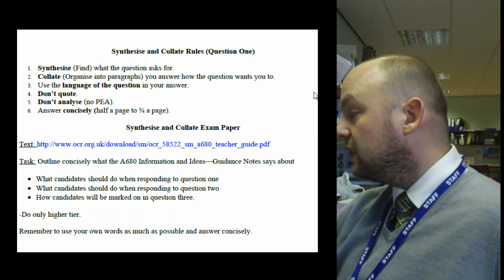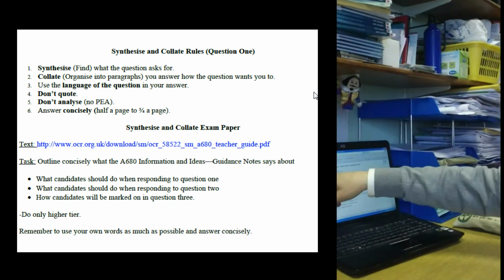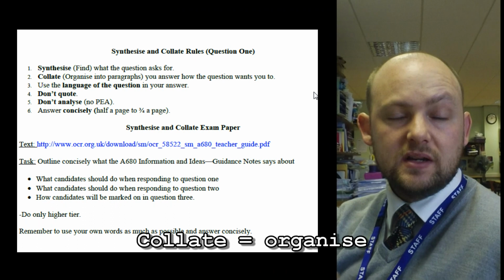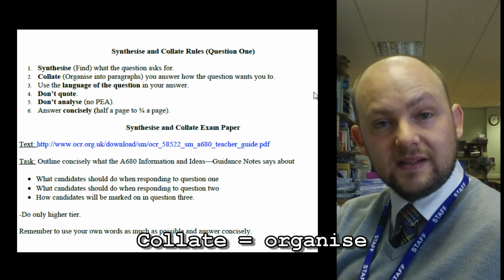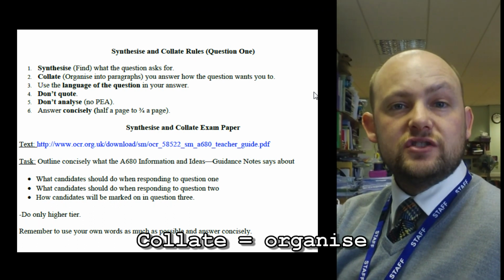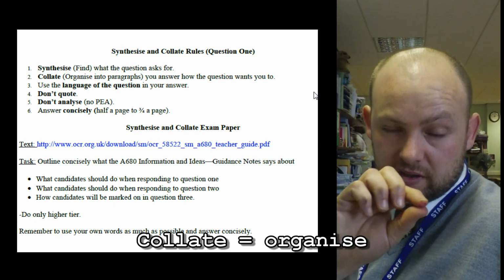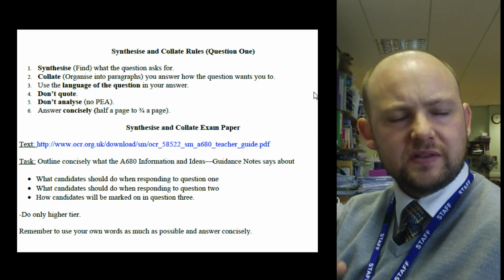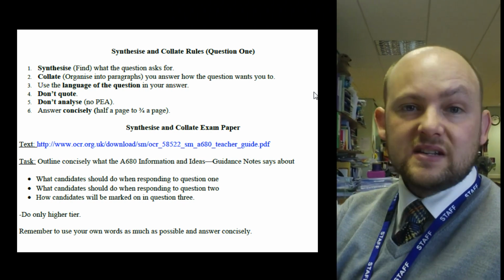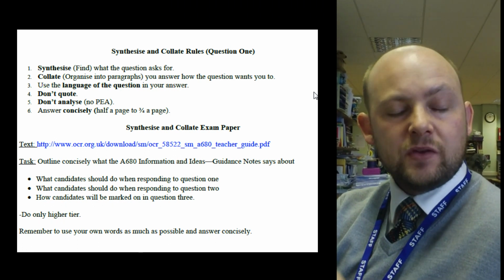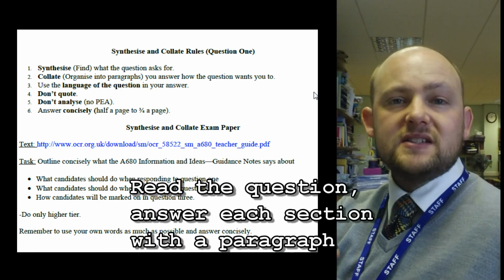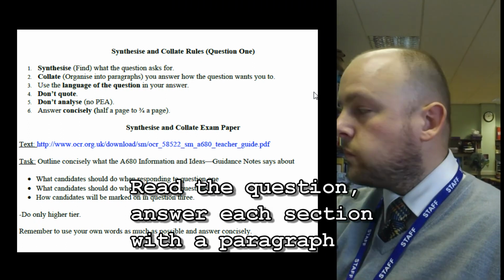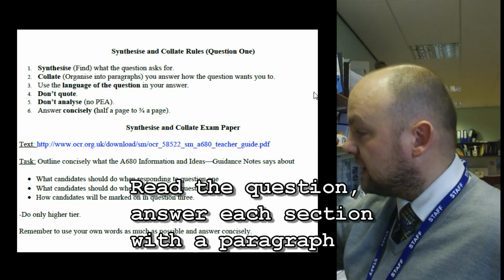That's the first thing. Second rule is something called collate. And that's why it's called synthesize and collate. Collate means to basically organize. So you want to organize your response or write it in the way that the question asks you to. In the question, it will have a line, and then it will say to find 2 things. It'll be 2 bullet points, sometimes 3 things, but mostly 2. And basically that means you need to do 2 paragraphs. The only time you would do maybe 1 paragraph is if those 2 things interact or relate, if there's a cause-effect relationship.